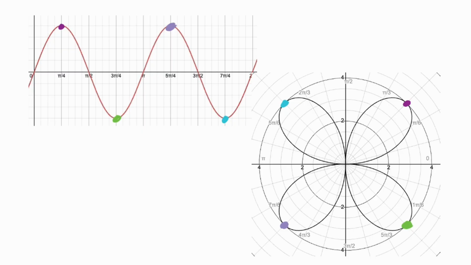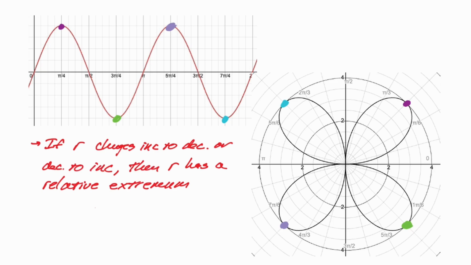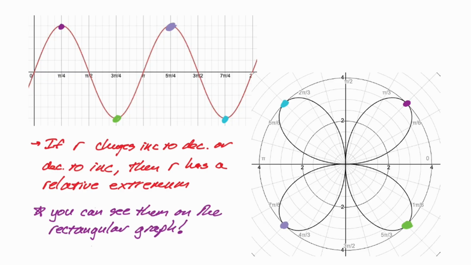So we can say this more mathematically rather than just say, hey, look at the rectangular graph. We could say if r changes from increasing to decreasing, which means that r has a relative maximum, or decreasing to increasing, meaning r has a relative minimum, then r definitely has a relative extremum, and that will translate into the polar graph. That's all I ever really do, is look at my rectangular graphs to determine what's happening on polar, but it's easy. If you can graph in rectangular, you can always turn it into a polar graph. So which of these values of theta will you have an extreme value on your polar graph? Just think about the rectangular and you'll know it.